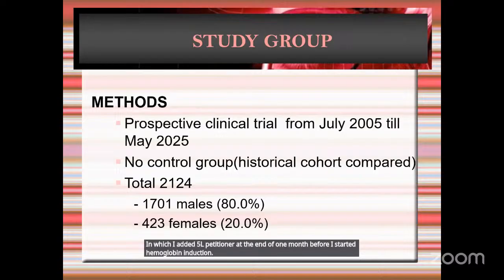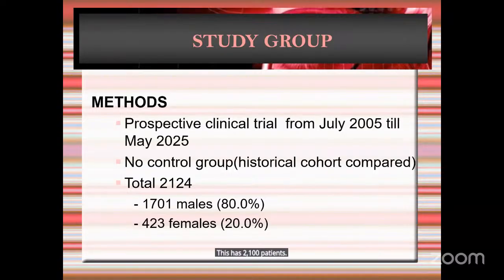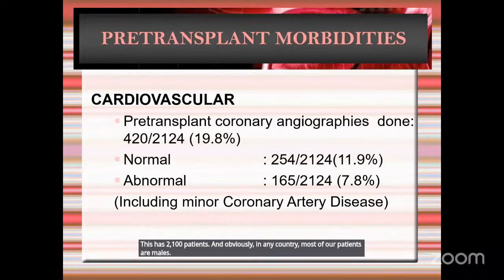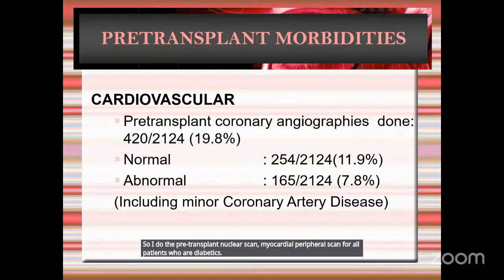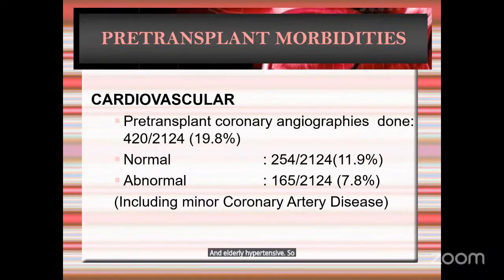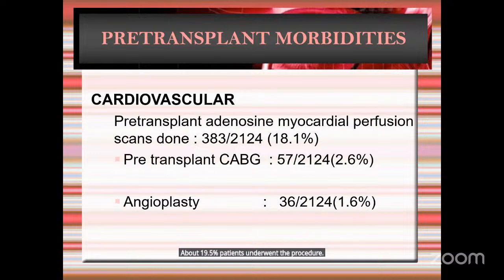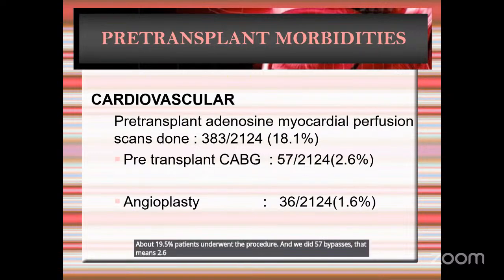This is 2,100 patients, and obviously in any country, most of the patients are males. I have a habit of looking at the cardiovascular profile of all patients. So I do the pre-transplant nuclear myocardial profile scan for all patients who are diabetics and elderly hypertensives. About 19.5% of patients underwent the procedure, and we did 57 bypasses, that means 2.6%, and angioplasty was done for 1.6%.